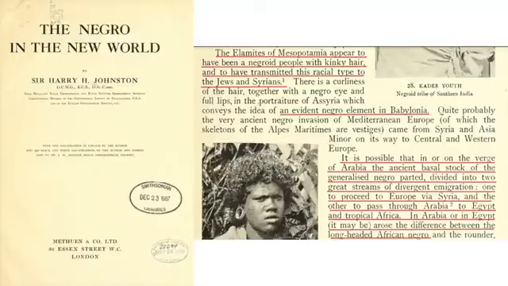It is possible that on the verge of Arabia, the ancient basal stock of the generalized Negro divided into two streams of divergent immigrations, one to proceed to Europe via Syria and the other to pass through Arabia to Egypt and tropical Africa. In Arabia or in Egypt, it may be, arose the difference between the long-headed African Negro."